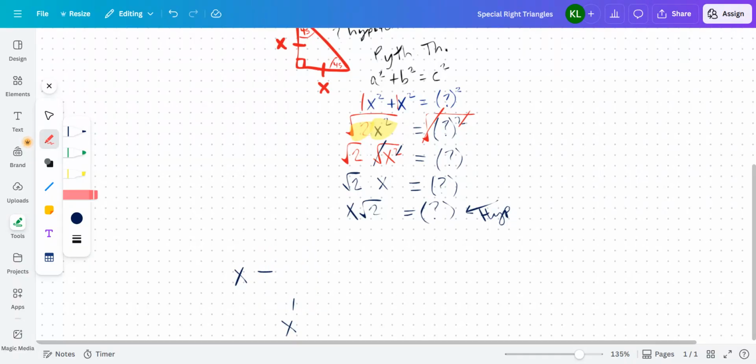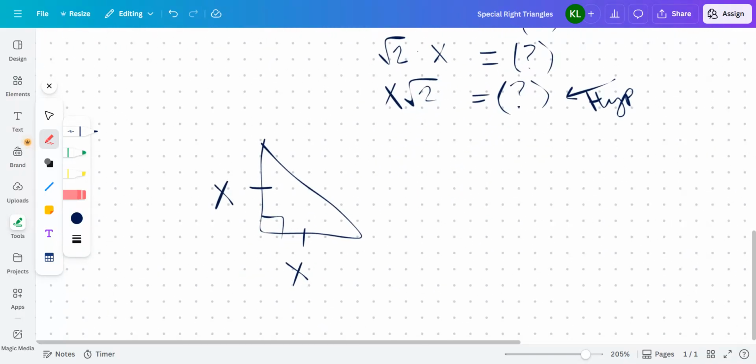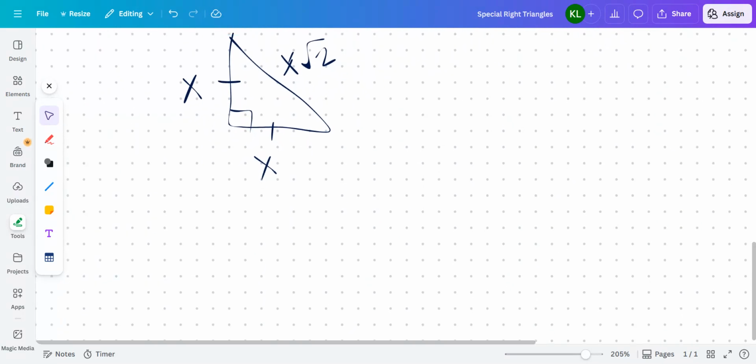Forgive me. Oh, I just erased everything. Let me zoom back in a bit. So let me restate that. Whenever we have a 45, 45, 90 special right triangle, we know that our legs are congruent and that our hypotenuse is going to be x square root of 2. And this software is acting a little silly. But let's do a few problems using this concept.